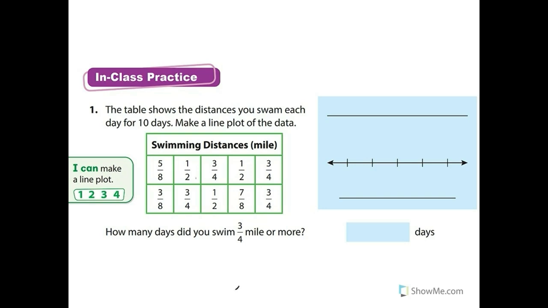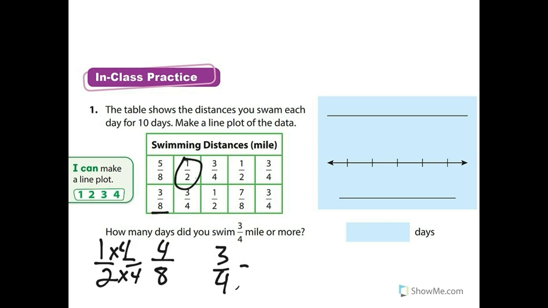Number 1 says, the table shows the distances you swam each day for 10 days. Make a line plot of the data. All right, so the first thing we want to do is make all the denominators the same. Oh yeah, y'all thought we were done with fractions, didn't you? Let's make them all 8ths. 2 times 4, so 1 times 4. So all the 1/2 is going to be 4/8. And then the 3/4, change that to 8. 4 times 2, 3 times 2. So all the 3/4 are going to be 6/8.